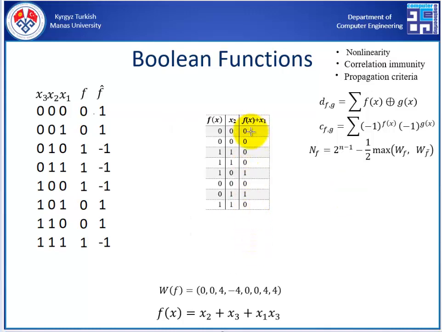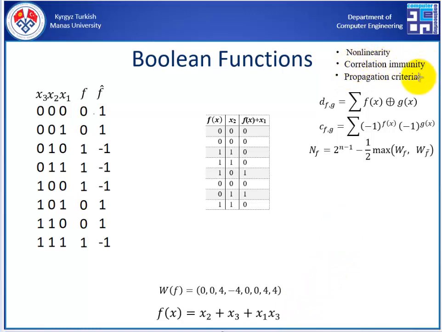Since this vector shows us that there is a correlation between the output bits and the second input bits, we say that the function x2 plus x3 plus x1 multiplied by x3 is not degree 1 correlation immune. And if it's not degree 1 correlation immune, there is no need to check this function for higher degrees of correlation immunity. So this is how we can calculate the correlation immunity of a function.